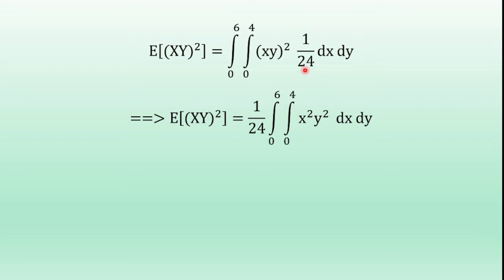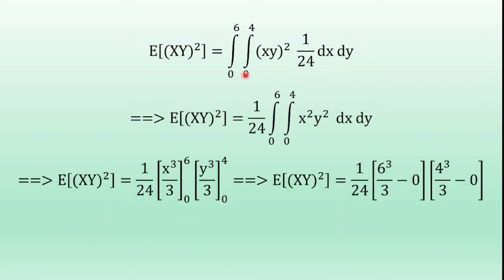Separately integrating x^2 y^2 with respect to x and with respect to y. So in parallel we can integrate the integral of x^2 dx and the integral of y^2 dy. So we have the integral of x^2 dx is x^3/3 over 0 to 6. The integral of y^2 dy is y^3/3 over 0 to 4. So now here substitute the upper value of x and lower value of x. Here also substitute the upper value of y and lower value of y.